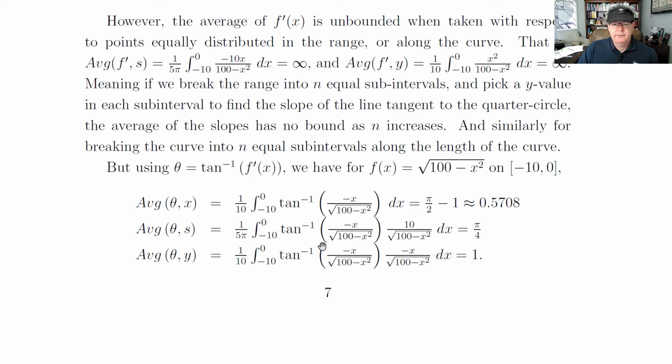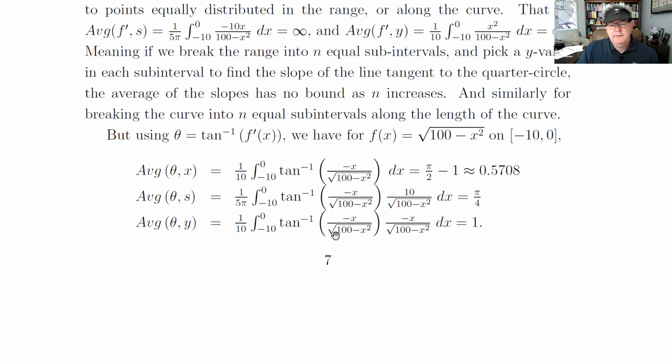The average of the angle with respect to arc length is pi over 4, which it kind of had to be if you think about it, but I'll let you do that, because we went from pi over 2 to 0, and it changes linearly. The slope changes linearly with respect to arc length. And then the average angle the slope makes with points equally spaced on the y-curve is 1, perhaps interestingly.